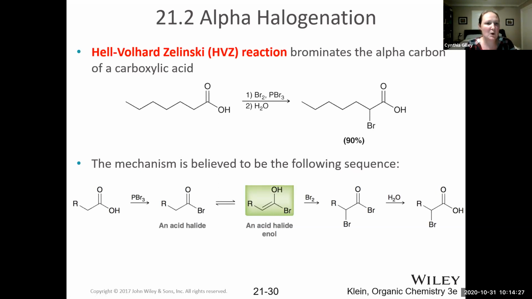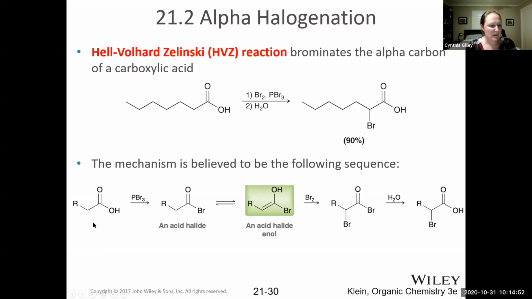It's called the Hell-Volhard-Zelinsky, or the HVZ reaction, and it brominates the alpha carbon of a carboxylic acid. The conditions used are, in the first step, bromine and PBr3, and in the second step, just simply water or a hydrolysis. Notice that the yields of these reactions are quite good.